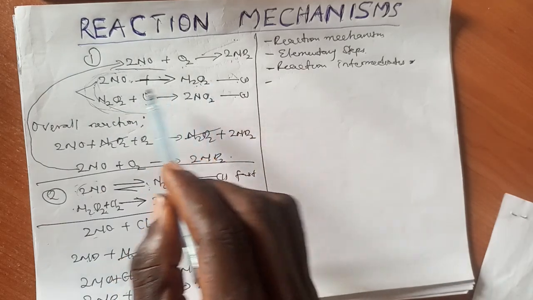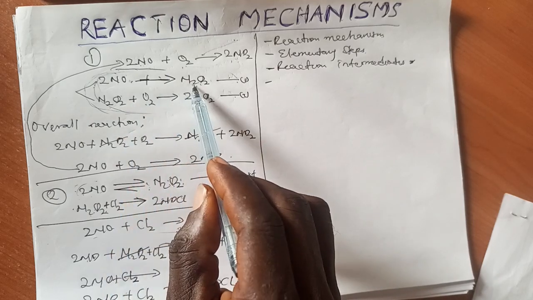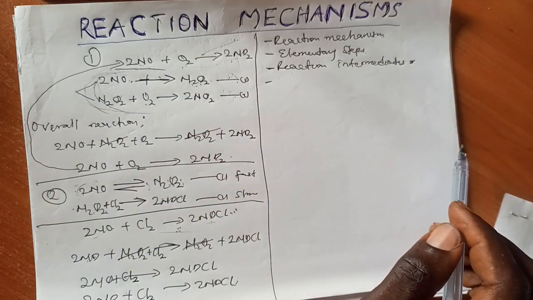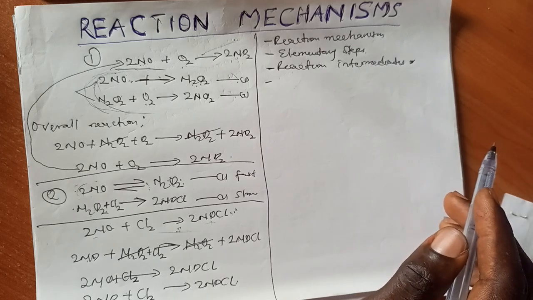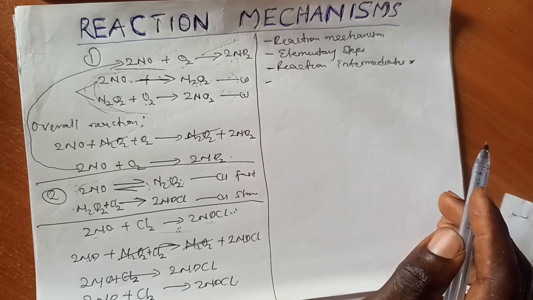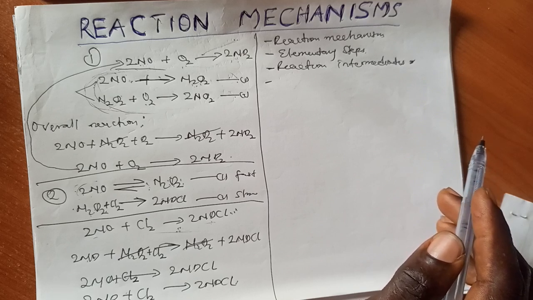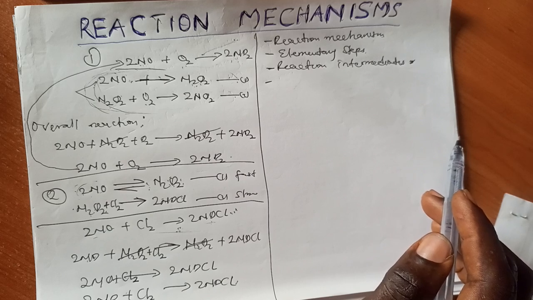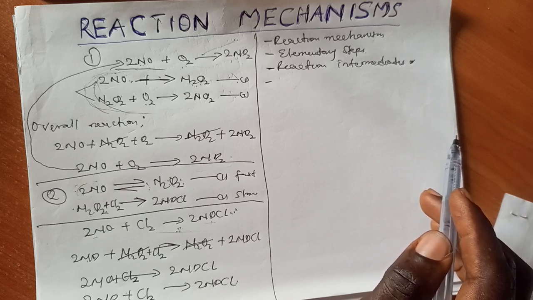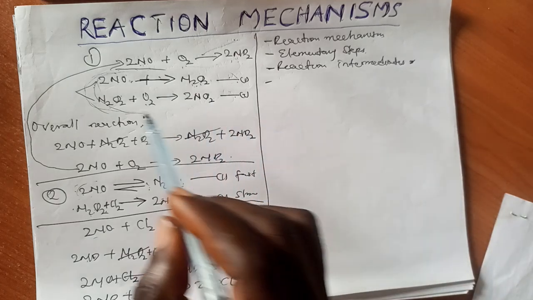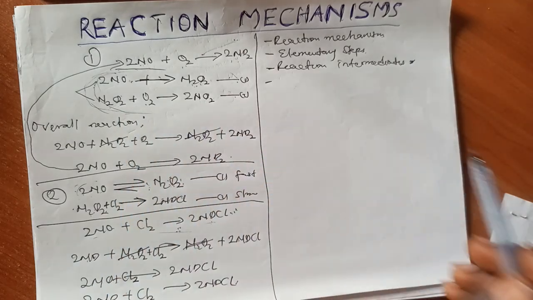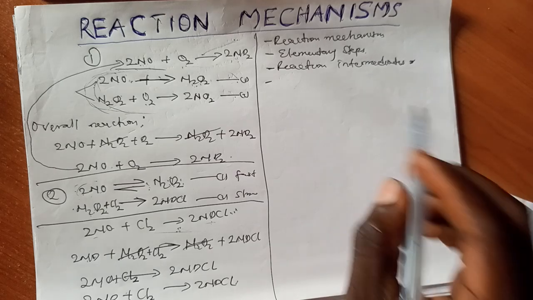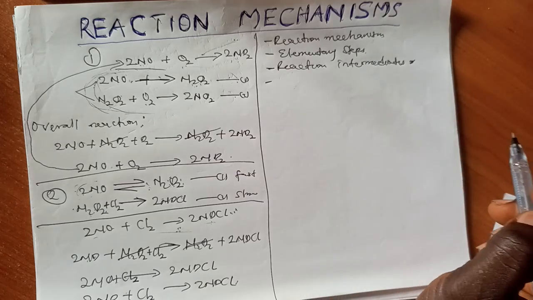So the reaction intermediate here is what now? N2O2. I hope you understand. In simple terms, the reaction intermediate is the species that is formed in the early step of the reaction, of the elementary step, and then it is used up, consumed in the later elementary step. I hope with that you understand what a reaction intermediate is. Some texts just call it intermediate.